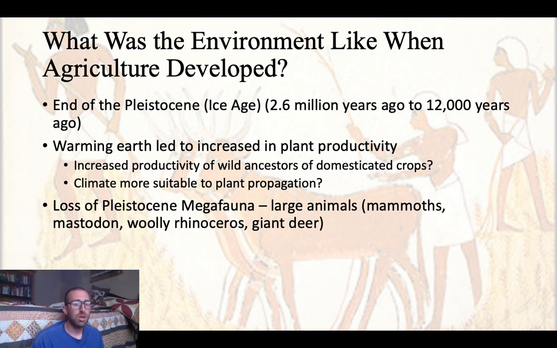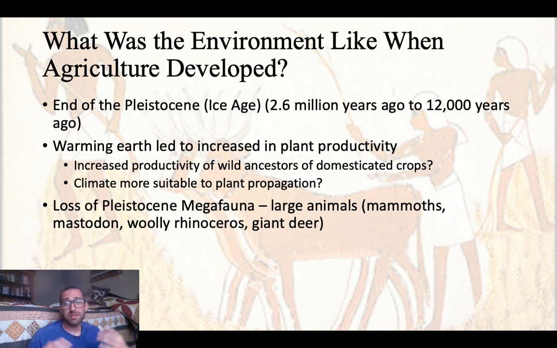Around this time, we also have a loss of Pleistocene megafauna. So megafauna are just big animals, right? And Pleistocene is that time period. So we had a number of large animals during this time period that we hunted. And they included mammoths and mastodons, woolly rhinoceros, giant deer.